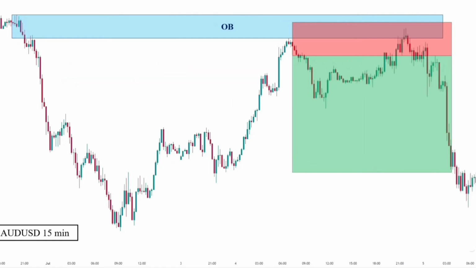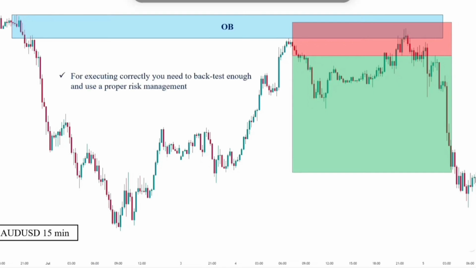Okay guys? I hope you can apply this strategy to your trading plan. But remember, knowing this strategy is not enough, and to execute it correctly, you should test it on different currency pairs to find the best pairs for this. Also, have a proper risk management plan to be safe on stormy days.